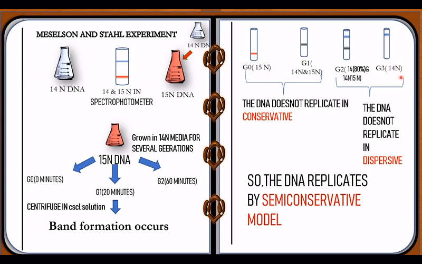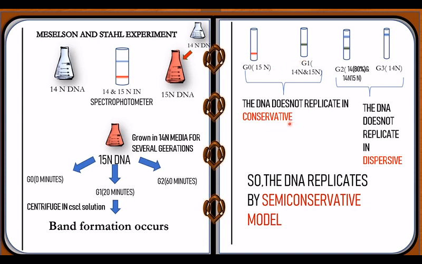Now you can see G0 to G1, that is from generation 0 to generation 1. In generation 1, only the hybrid is present. So the DNA doesn't replicate in the conservative model, because if it were the conservative model, it must have parental DNA with it. That is, 15N also must be present. But there the 15N band is not present, so it doesn't replicate by the conservative model.